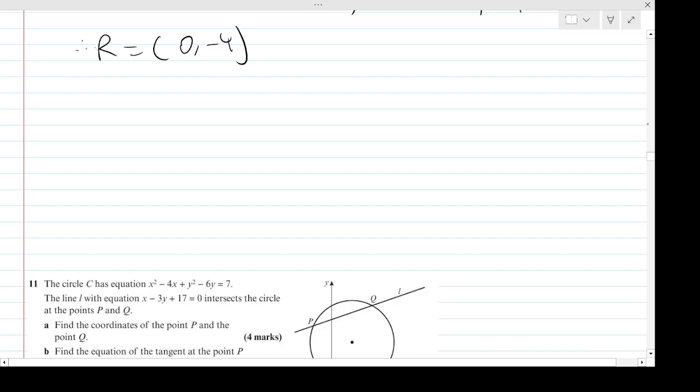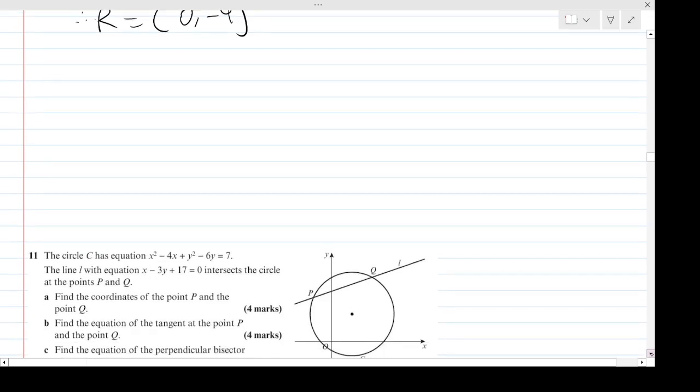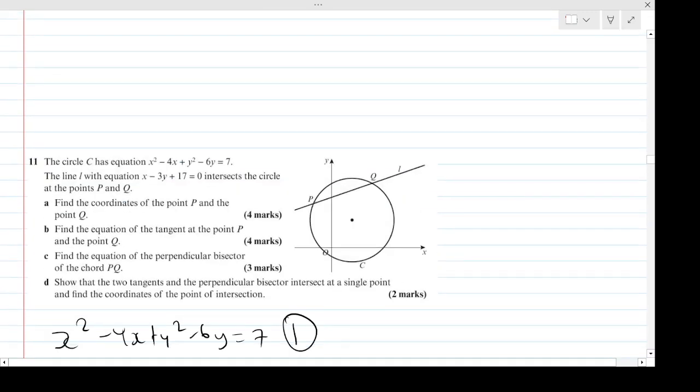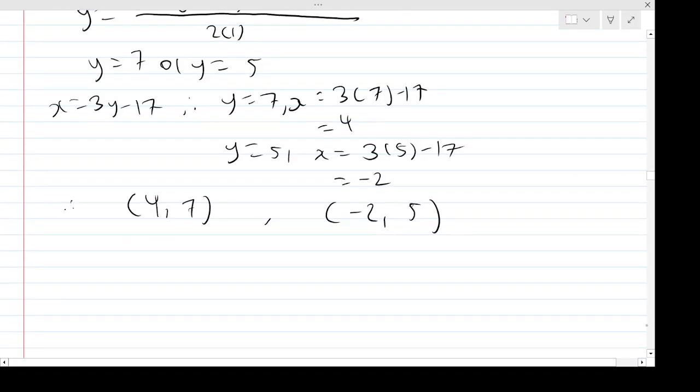However, we need to specify which one is P or Q. We can do that because we've got the graph. We know P is on the negative x-axis there and Q is on the positive x-axis. So the negative x coordinate is going to be P, and likewise the other is going to have to be Q, the positive x. Cool. So we found the two points of intersection.